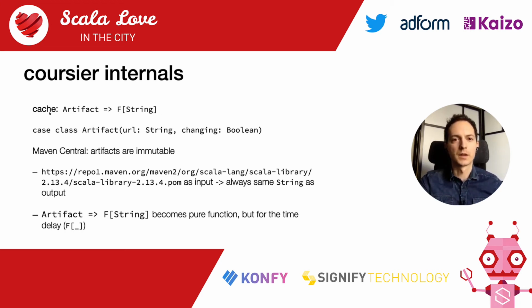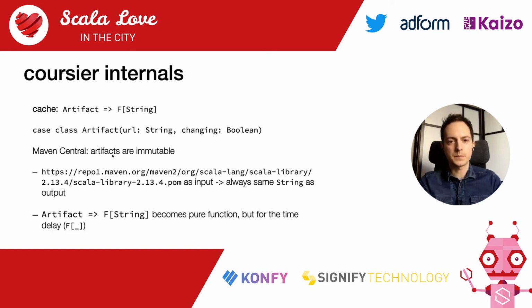So coursier has a cache module, and one of the functions of this cache module is to provide a method like this one. This method takes an artifact as input and gives you the text content of this artifact as output. An artifact here is basically just a URL. We'll have a look at this later. Basically, what the cache does is it takes a URL here and gives you a string, or it can also give you a file, but here we are looking at strings.